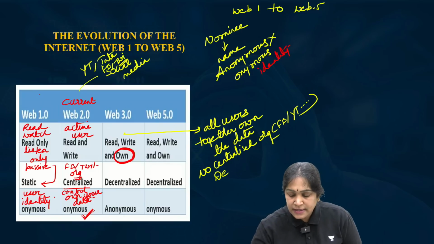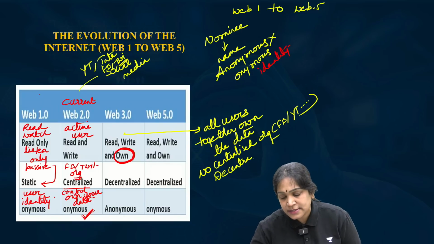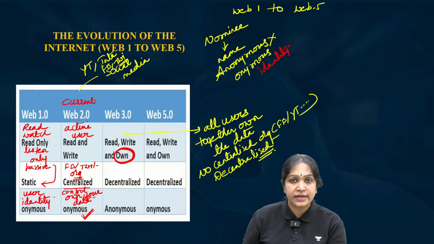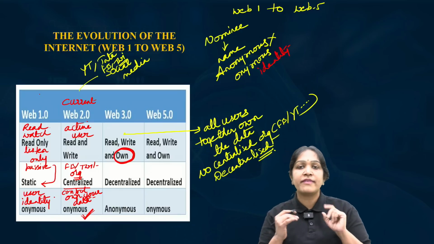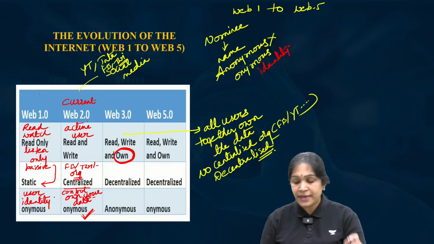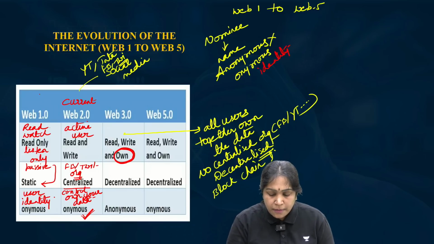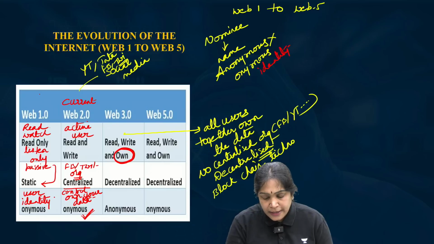Therefore, this is decentralized. There is no centralized organization controlling your data. We all control our data together. This is related to blockchain technology. This is similar to blockchain technology.